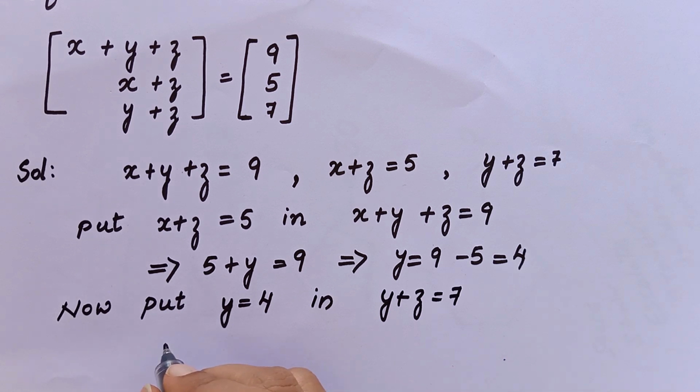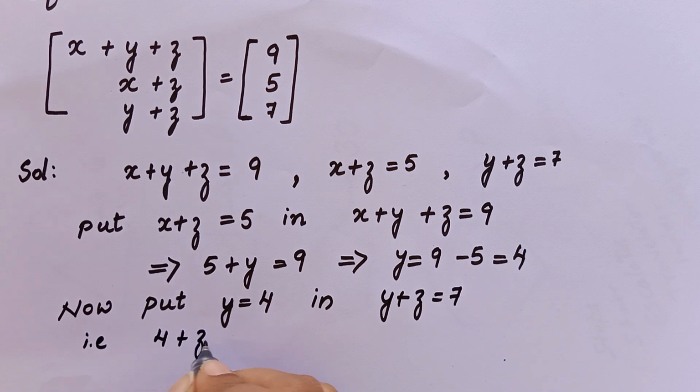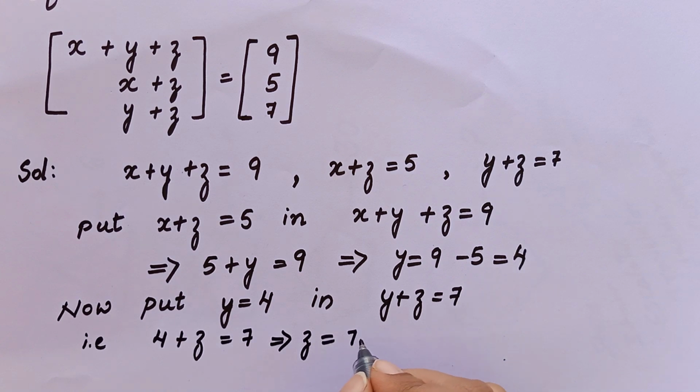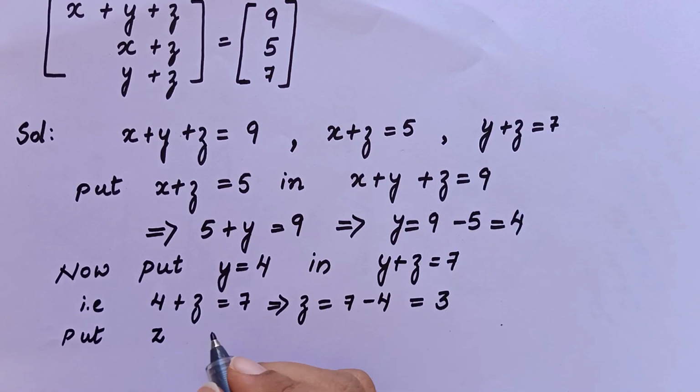See here, y plus z. What is the value of y? 4, right? We'll substitute 4 plus z equals 7. We get z equals 7 minus 4, that's equal to 3. Therefore we got the value of z equals 3 here.